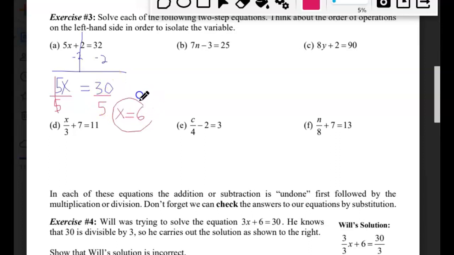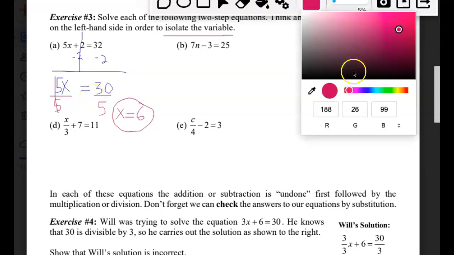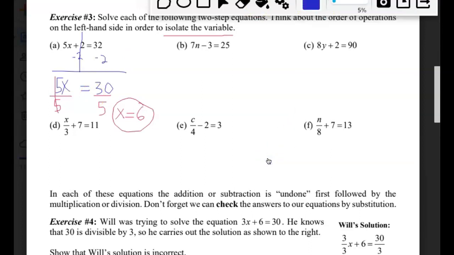So when your teacher asks you what you are doing, again, the word is isolate. You're going to isolate the variable right here. Isolating means you're making it stand by itself or making it alone, right? That's what you guys have been saying.